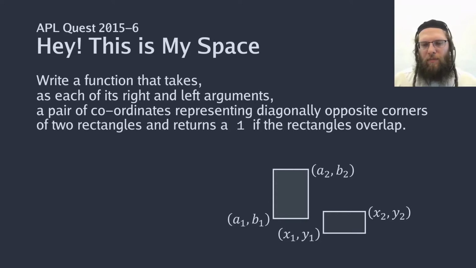Here there is an overlap vertically, in that B1 is between y1 and y2, but there's no horizontal overlap because both A1 and A2 are on the same side of x1 and x2. And so, while close, there is no overlap here. Both conditions have to be held. And we're going to use this as our case where it is false, there's no overlap.